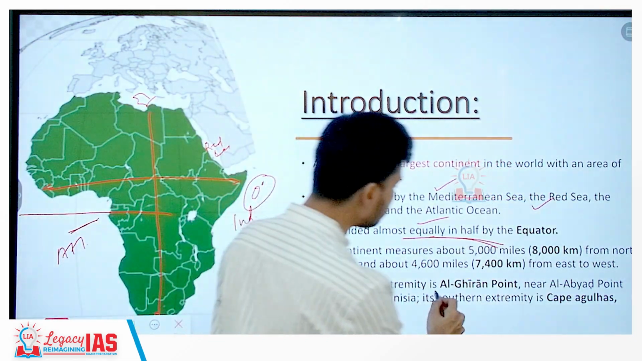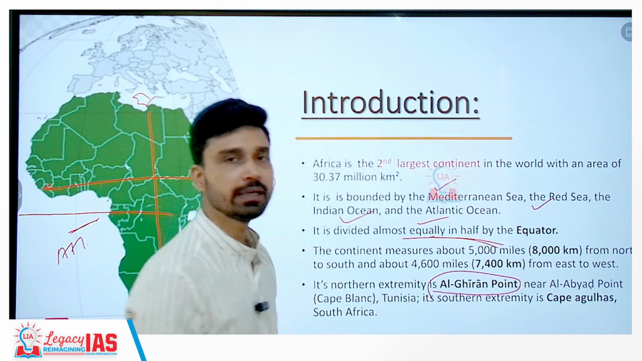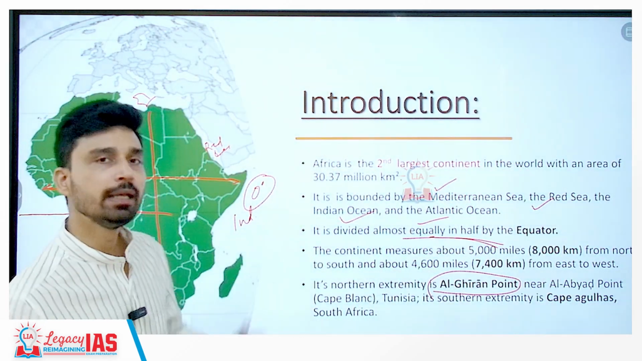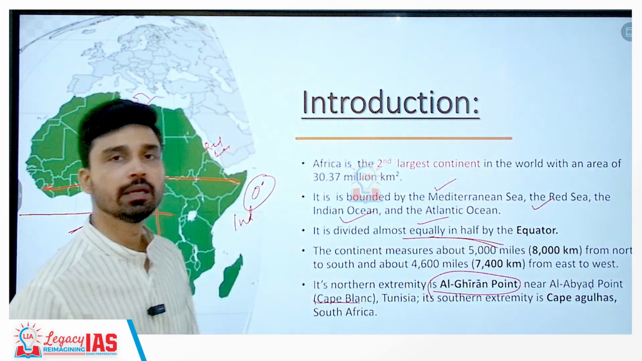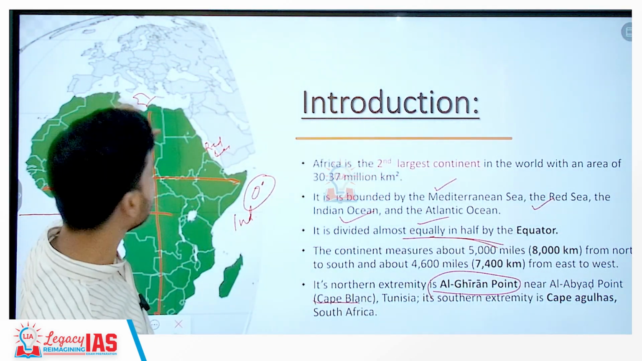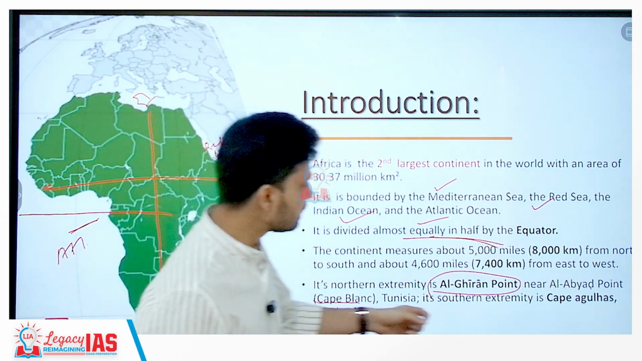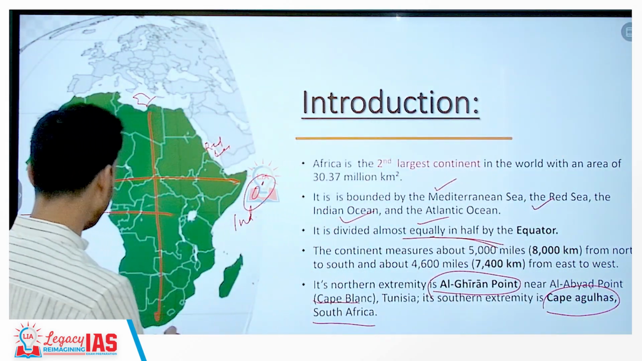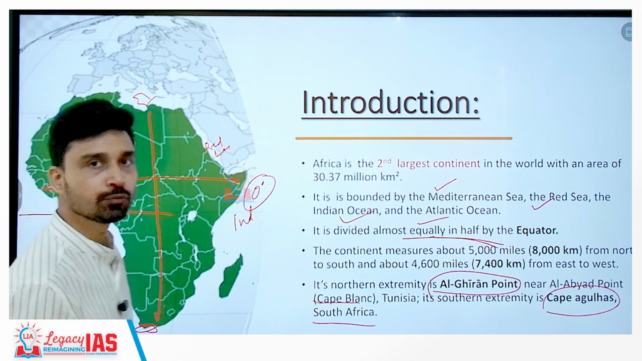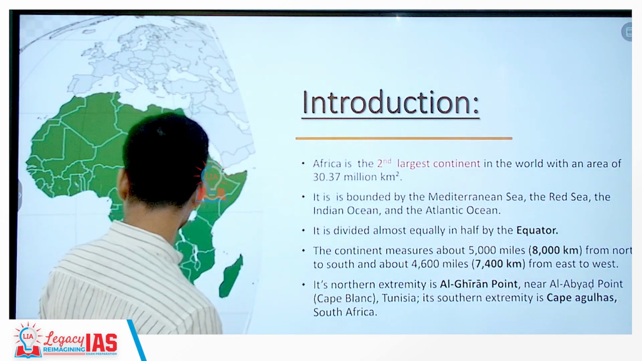Its northern extreme is Al Ghiran point, the northernmost point of Africa near Al Abayad point in Cape Blanc, in a country called Tunisia, as you can see in the northern part. The southern extremity is Cape Agulhas, situated in the South Africa region here. So these are some basic things that we have to remember.